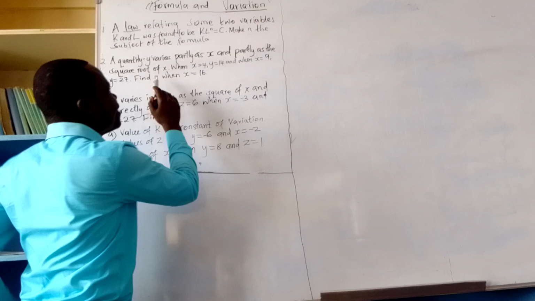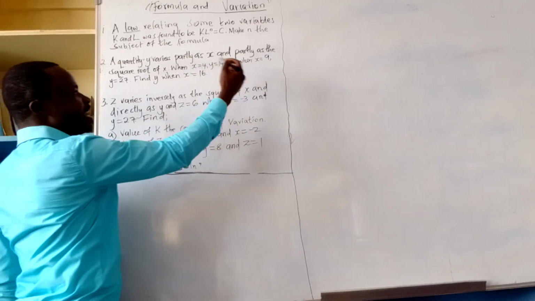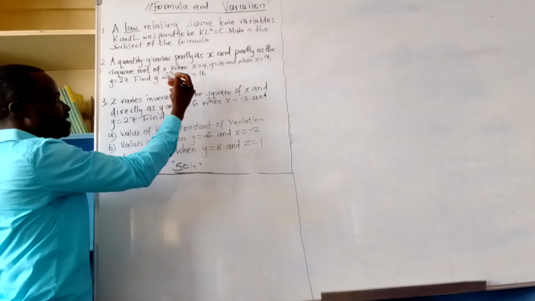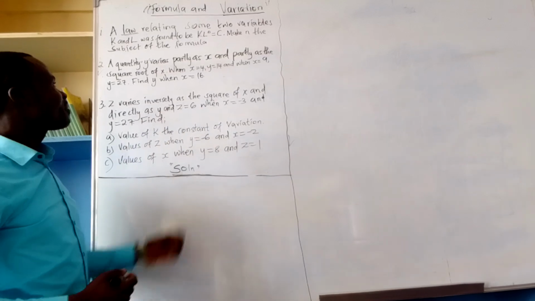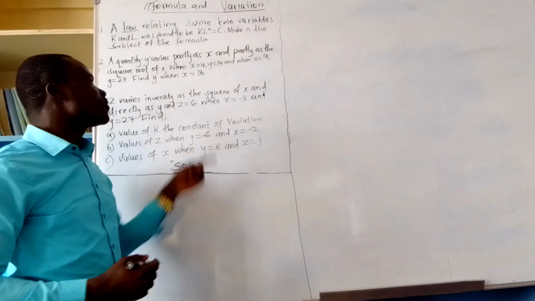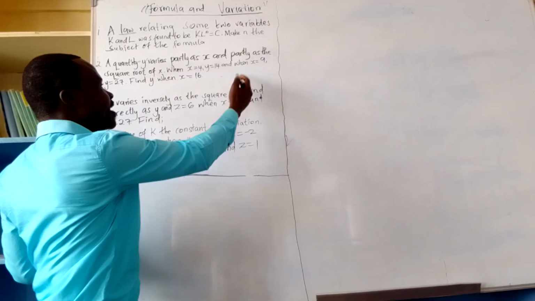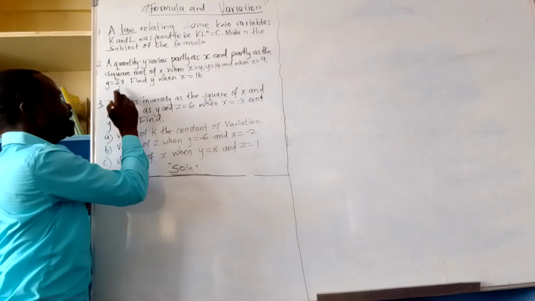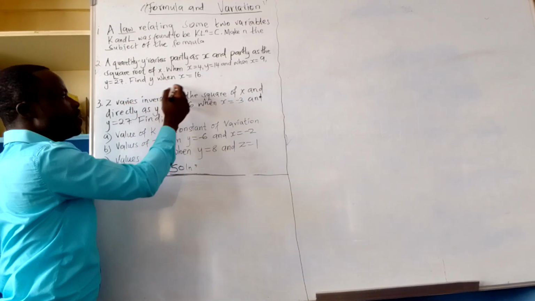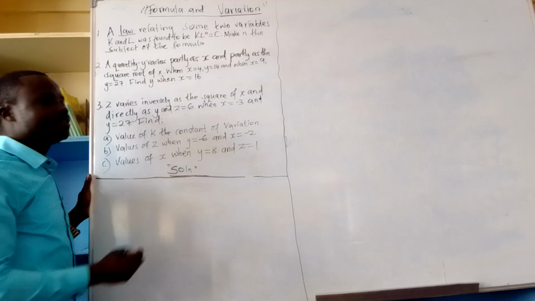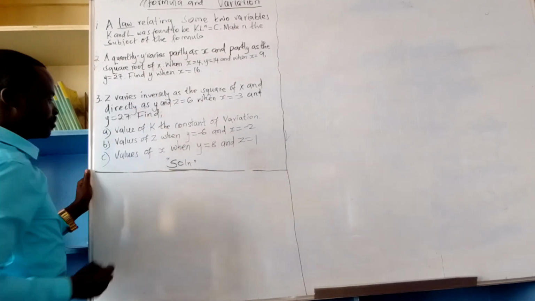A quantity y varies partly as x and partly as the square root of x. When x is 4, y is 14, and when x is 9, y is 27. Find y when x is 16. Question number 2. Solution.